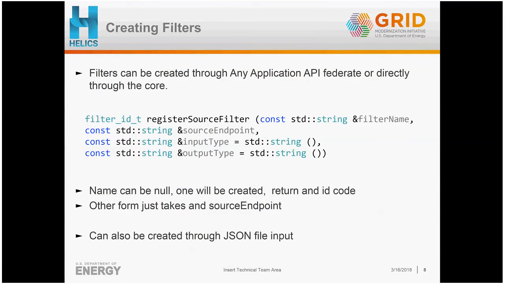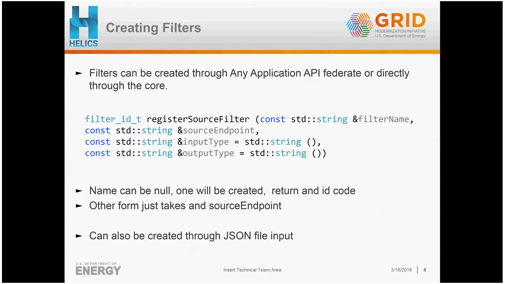To create a filter, they can be done through any application API federate. So a value federate could create filters, or a message federate, or it can be done directly through the core. And the function you see on the screen, basically a register source filter, takes a filter name. This is mainly for reference. It can be left blank. The source endpoint, this is the most important one. And then you can also define types.